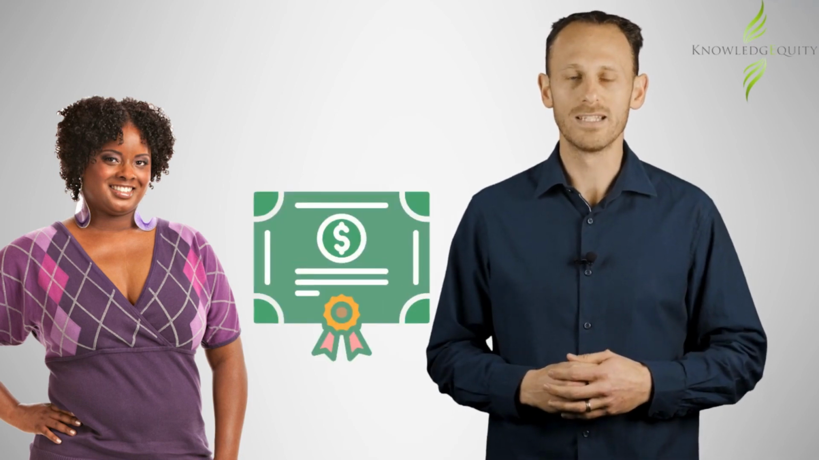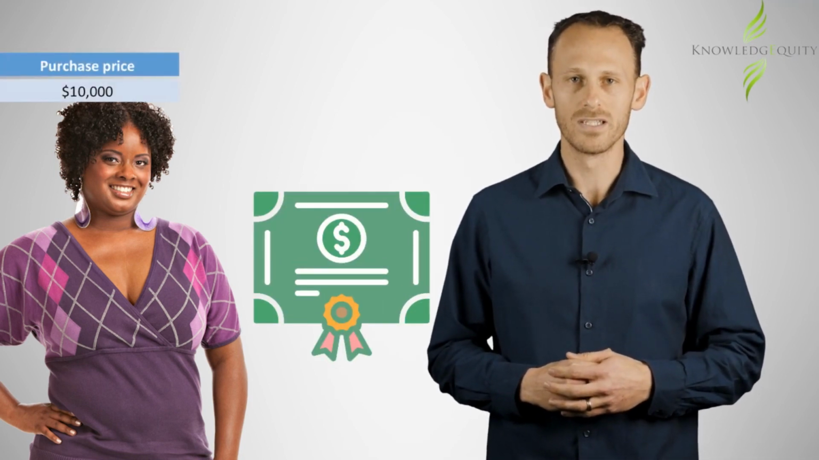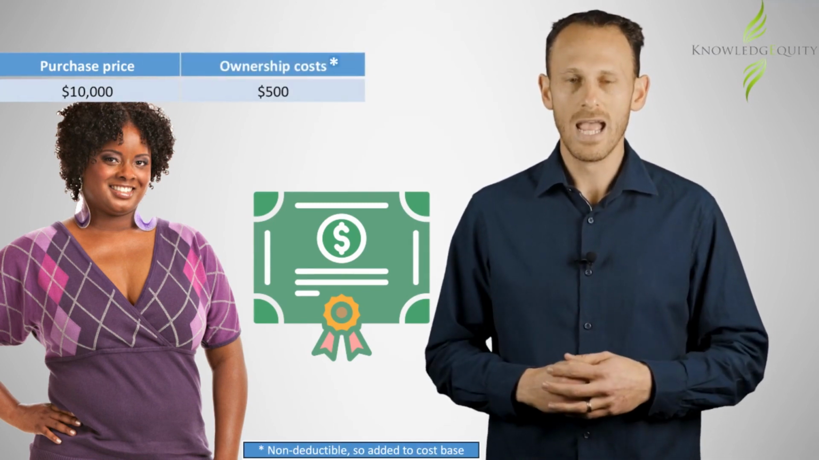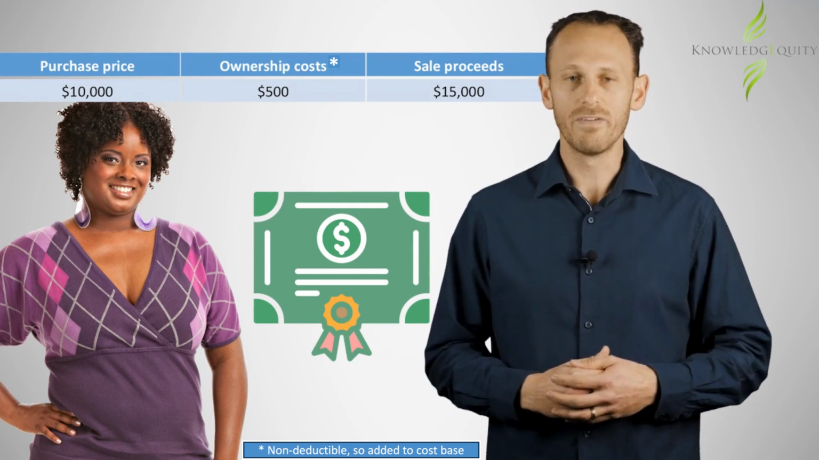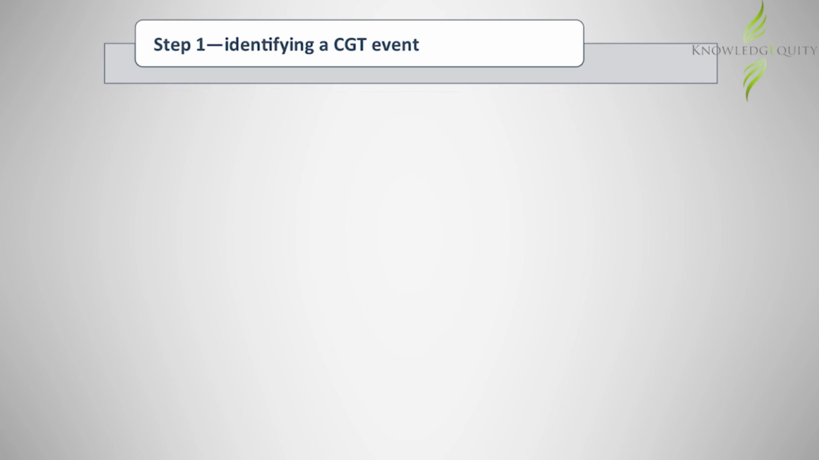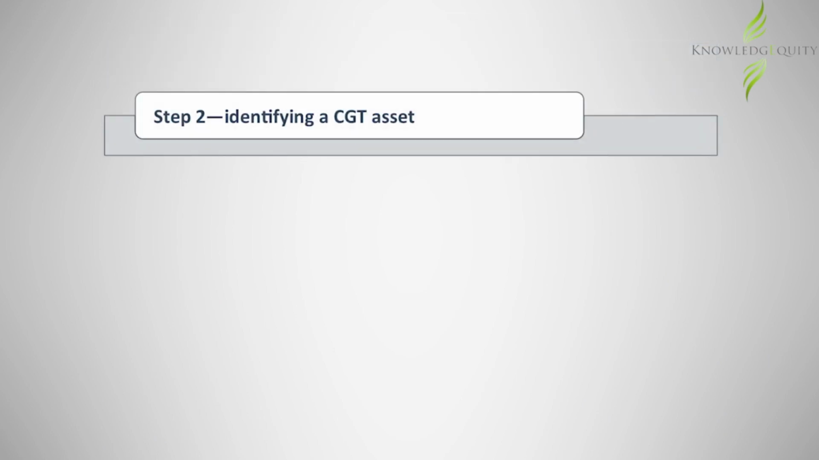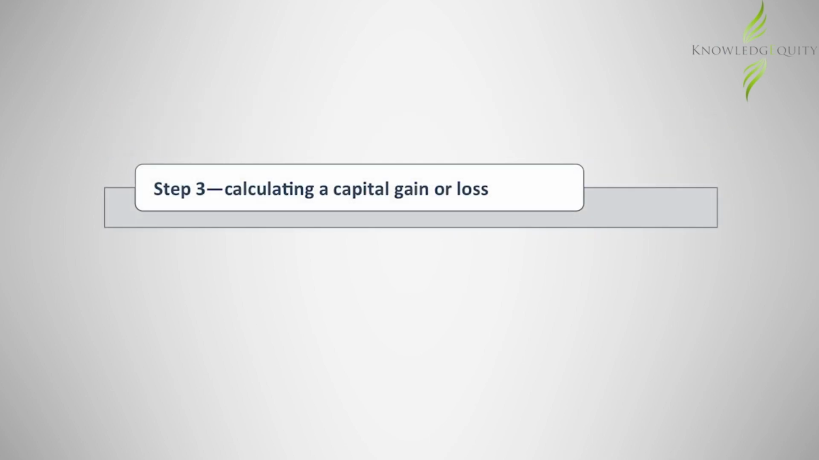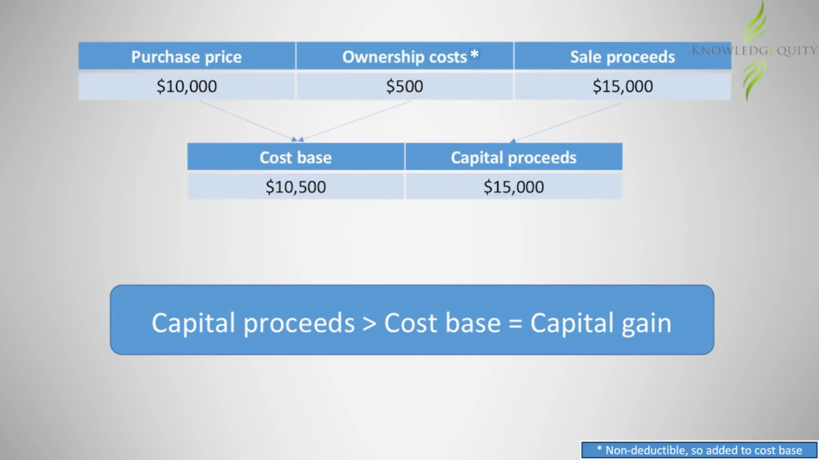Consider Fran, who is an individual taxpayer and bought shares in Media Limited for $10,000 2 years ago. Fran had costs of ownership totalling $500 and recently sold the shares for $15,000. CGT event A1 has occurred, being the disposal of a CGT asset. The CGT asset is the shares in Media Limited. A capital gain arises as the capital proceeds of $15,000 are higher than the cost base of $10,500.